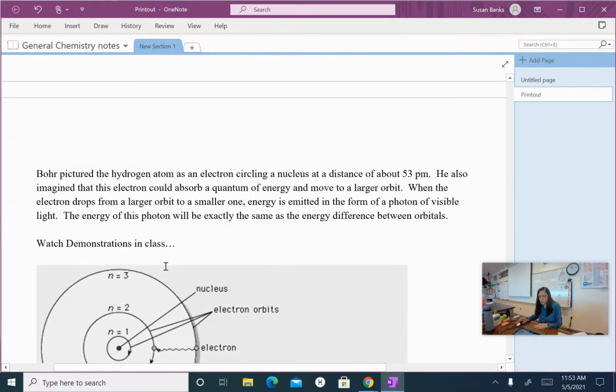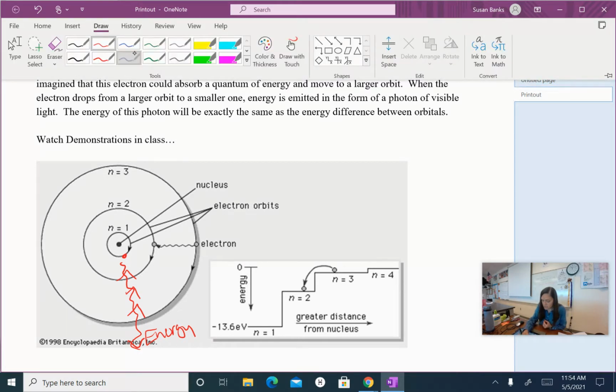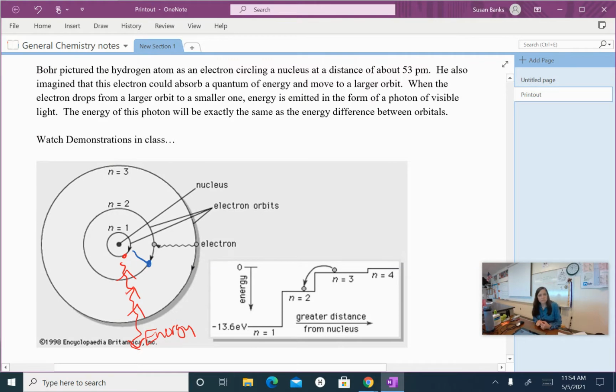Okay? So Bohr pictured the hydrogen atom as an electron circling a nucleus at a distance of about 53 picometers. He also imagined that this electron could absorb a quantum of energy to move to a higher orbit. So for example, if I had an electron here at energy level 1, and I sent in energy, if I put enough energy into this atom, I could give that electron enough energy to jump up to the next level. Kind of like jumping hoops or jumping to another rock.